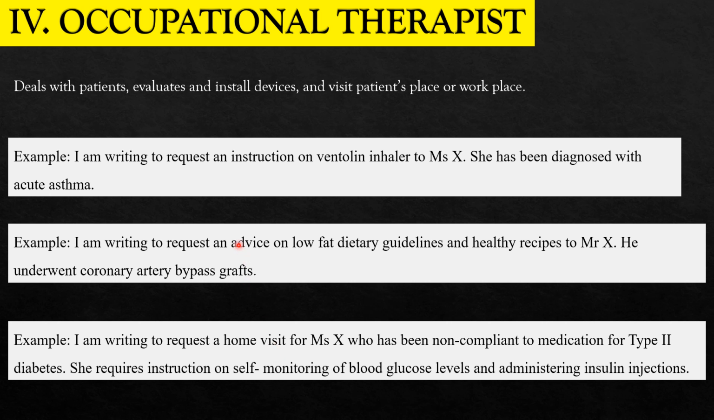If they are saying advice, if they are saying instruction, then you can just say request a home visit if there is a patient who has been non-compliant, who has not been taking the medication properly for type 2 diabetes. Therefore she needs advice, she needs suggestions on self-monitoring glucose as well as taking the insulin injection. If you write your letter this way, I'm sure you will get the B band.